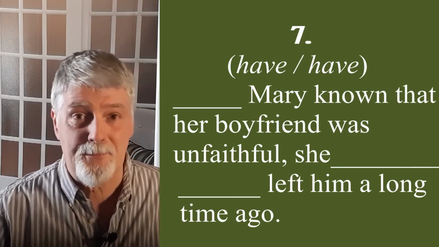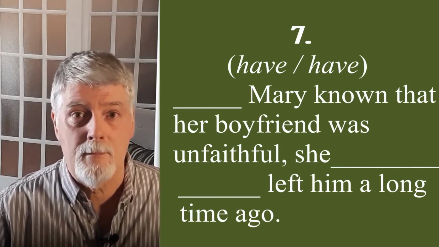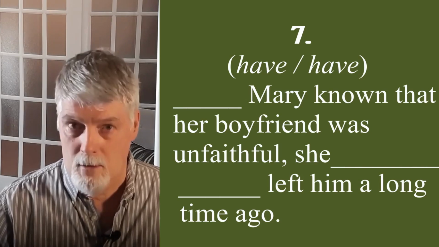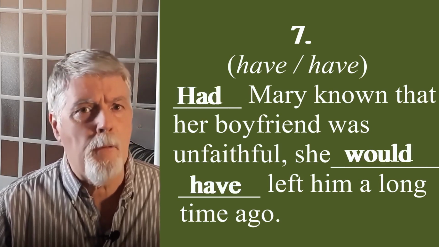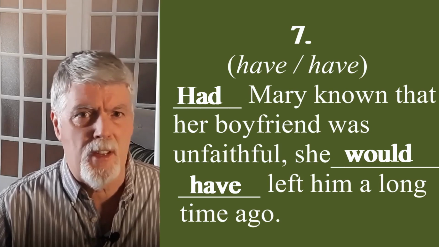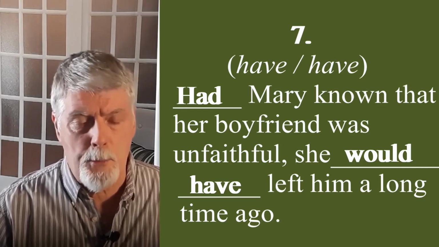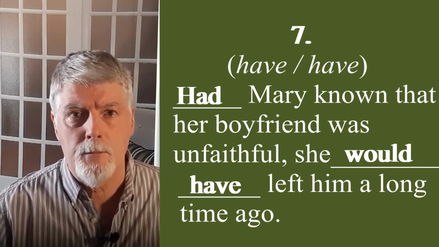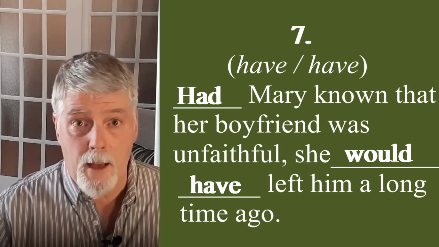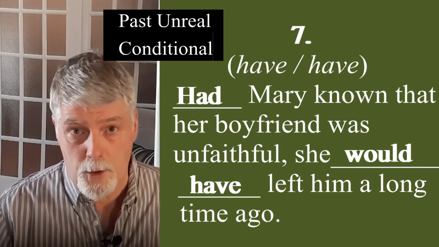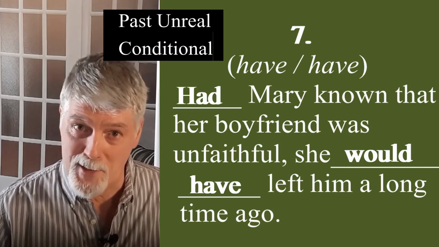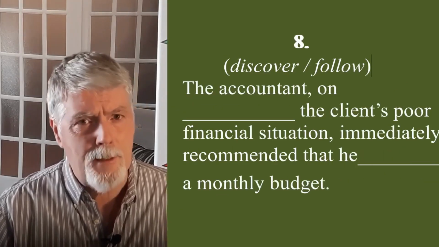Number 7. Answer. Had Mary known that her boyfriend was unfaithful, she would have left him a long time ago. Again, this is a sentence with the unreal conditional. So that's the reason we have those verb tenses.